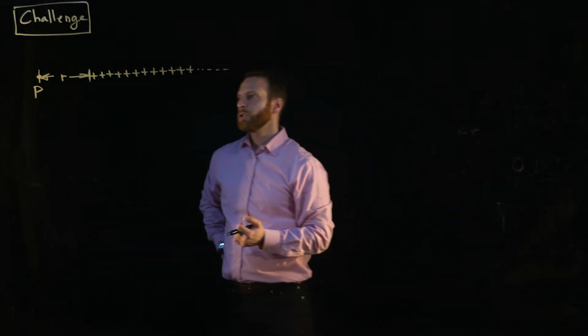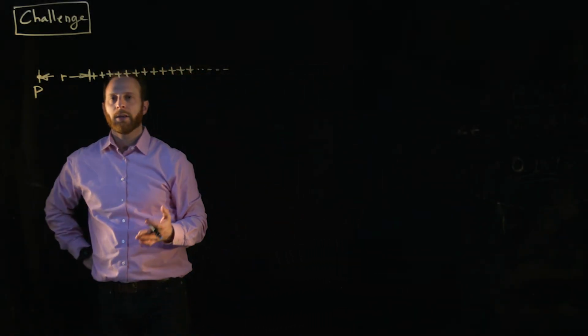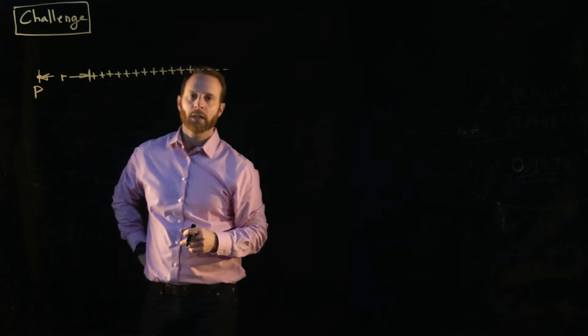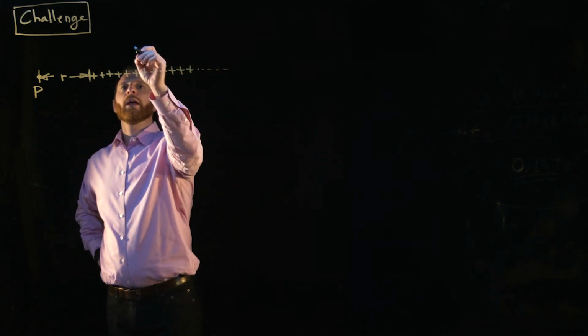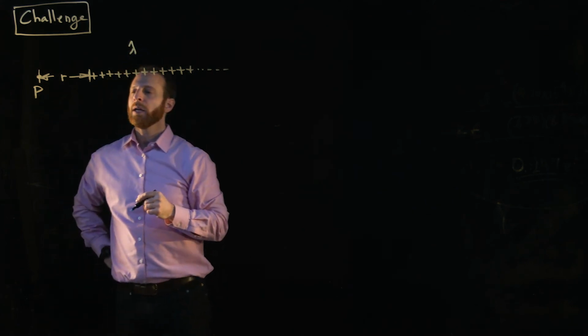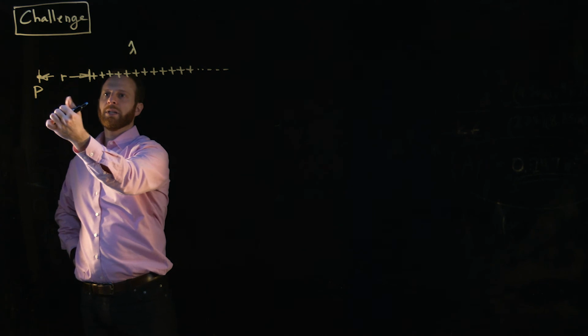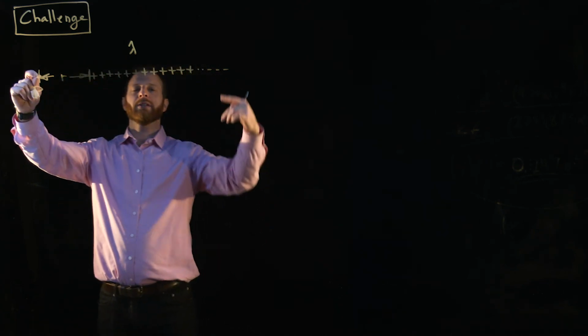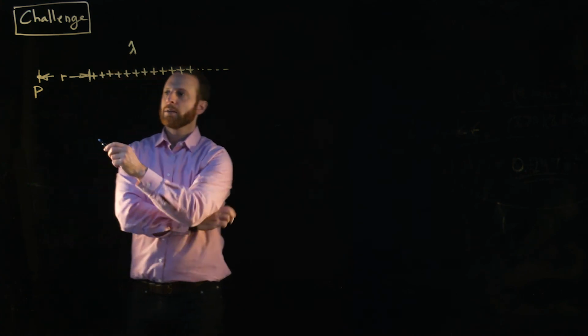So, in this challenge problem, we're going to calculate the electric field at a point P due to a half-infinite line of charge with a charge per unit length of lambda. And we're going to assume that this point P is at a distance r from that infinite line of charge and at a point that's in line with that line.